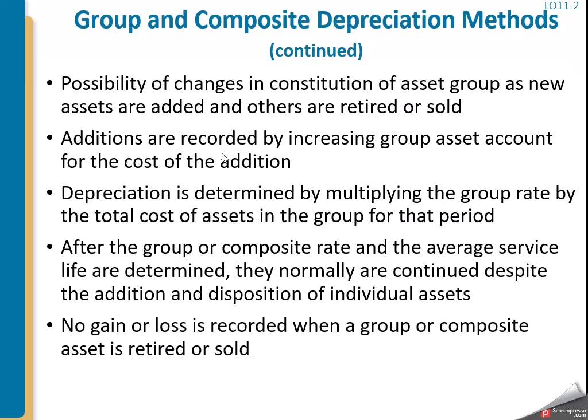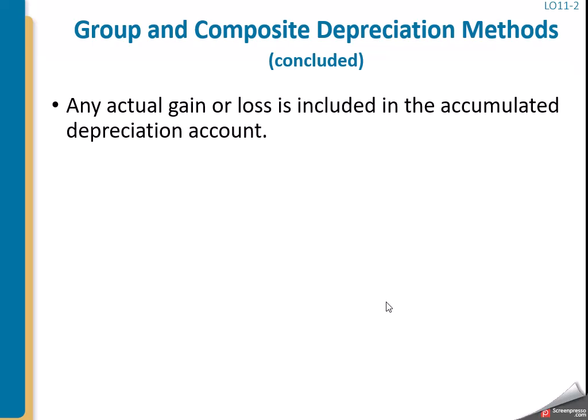So if we buy new assets or we sell assets, they'll go in and out of those groups, but we're still going to just use that rate that we calculated for depreciation. So we won't normally have a gain or a loss when we're getting rid of one of those assets. It's just going to be plus or minus. And then we take the total and multiply it by that percentage.